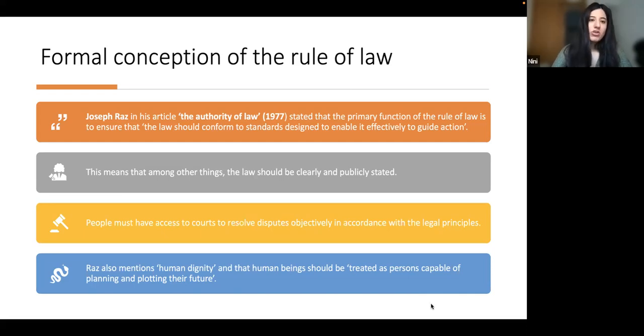It is noteworthy that he's not referring to human rights, maybe because his book was published in 1977 and the Human Rights Act was passed in 1998. So human rights is not the fundamental value for Joseph Raz for the formal conception of the rule of law. But it can be argued that the formal conception of the rule of law talks about equality, talks about human dignity, but doesn't refer to human rights as such.